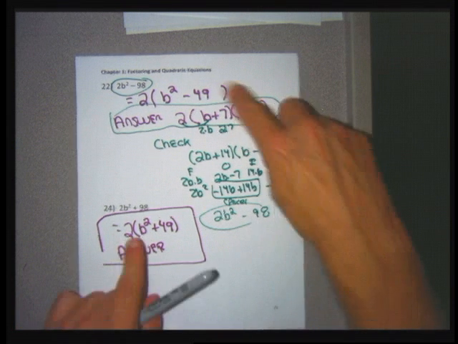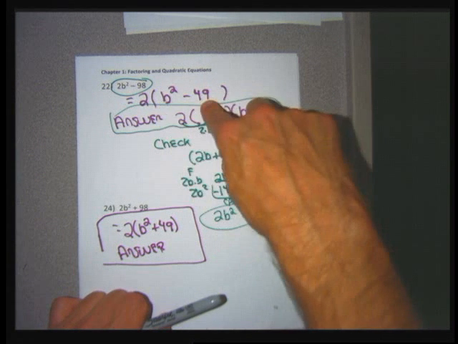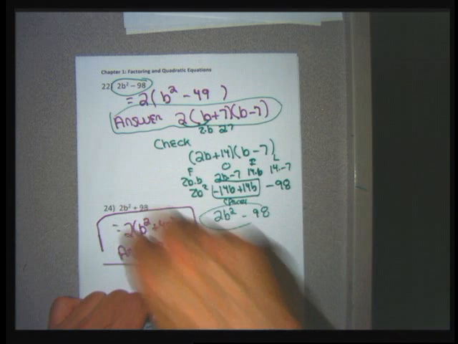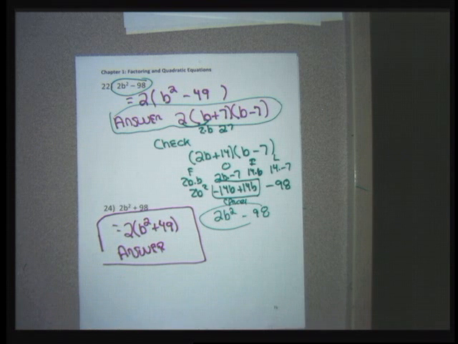The big difference between 22 and 24, in 22 when you factored out the 2 you were left with a difference of squares, which factored more. In 24 when you factored out the 2, inside the parentheses is a sum of squares, and sums of squares are prime, so I stopped there.